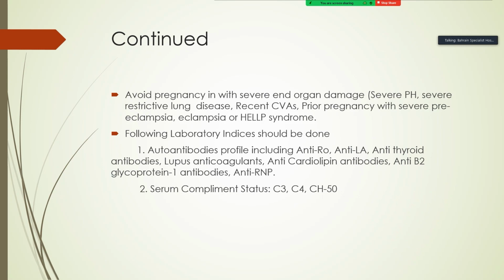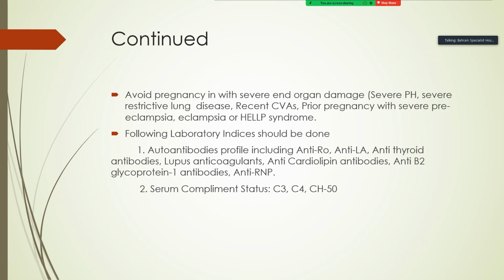Then ideally, pregnancy should be avoided in the presence of severe end organ damage, like if there is pulmonary hypertension, severe restrictive lung disease, recent CVAs, or prior pregnancy with severe preeclampsia, eclampsia, or HELLP syndrome. So the pregnancy should be avoided in these cases, ideally. And pre-pregnancy, the following laboratory indices should be done.